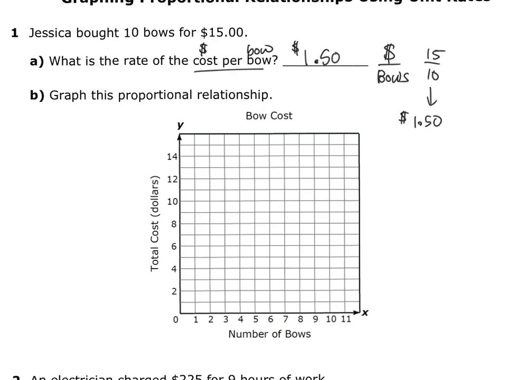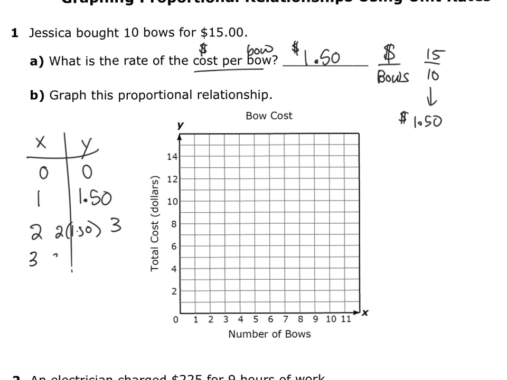We're asked now to graph that. It's a proportional relationship because 0 bows cost $0, right? I'm going to make a table of points over here. So we know 0 bows cost $0. 1 bow would cost $1.50. What about 2 bows? Well, let's see. What I need to do is multiply 2 times $1.50, and that's going to be $3. What about 3 bows? I would multiply 3 times $1.50, and that would be $4.50.